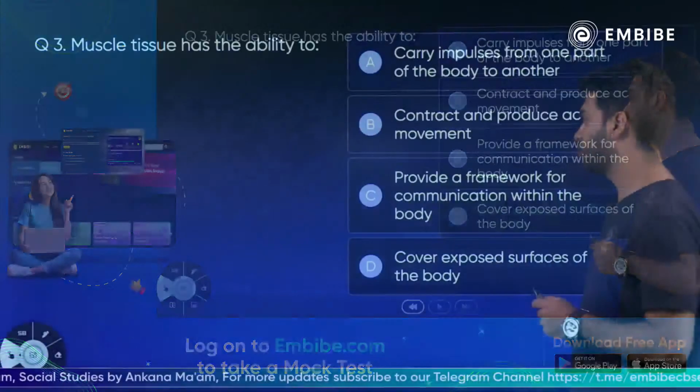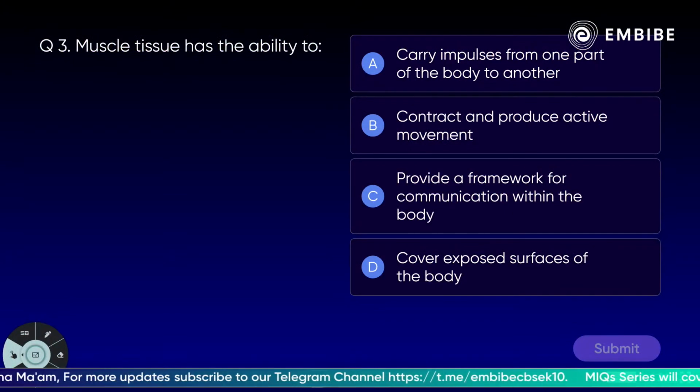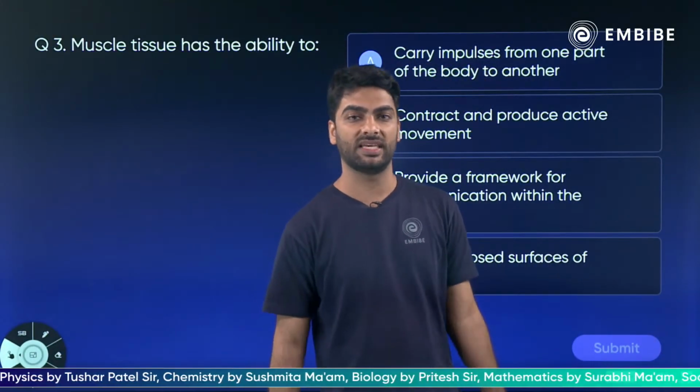Next question, this one was very easy. Muscle tissue has the ability to, what is the capacity of the muscle tissue? Carry impulse, contract and produce active movement, provide framework for communication with the body, or cover exposed surface of the body. What is the function of the muscle tissue? Again, this is very simple. They have tried to complicate it by giving complicated options, but the answer is very, very easy.